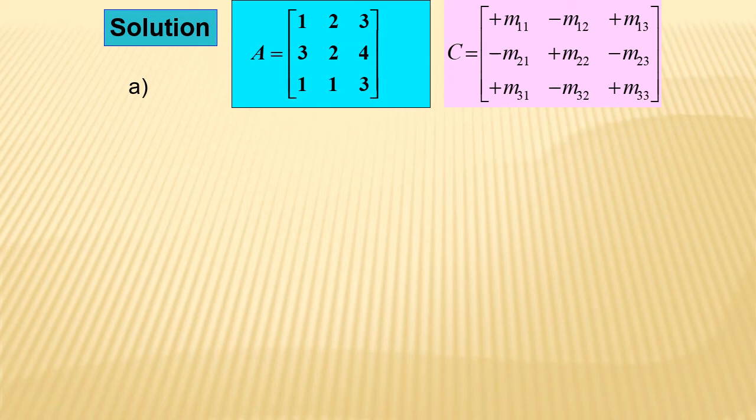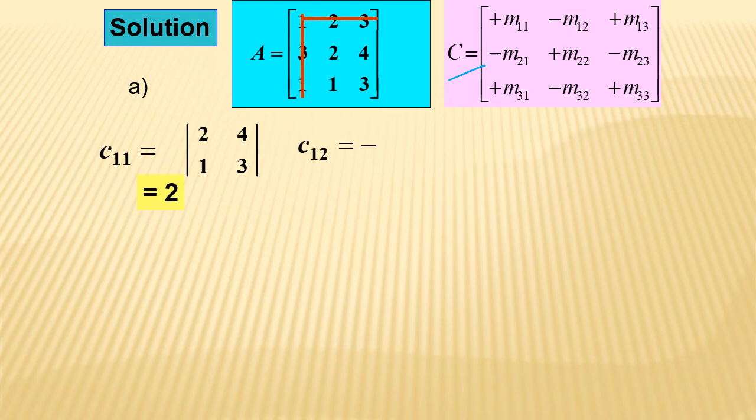So what is the cofactor? This is the matrix of cofactors. You can directly put the element. For C11, what we need to do is delete row 1 and column 1. What's left is 2, 4, 1, 3. So find the determinant of 2, 4, 1, 3. We get 6 minus 4, which is equal to 2.